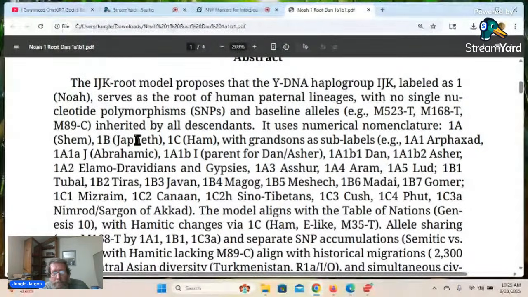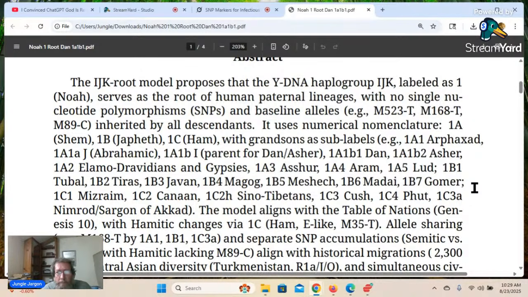Logical hierarchy. Using 1A, 1B, 1C for Shem, Japheth, and Ham, and sublabels like 1A1 Arphaxad, 1A1AJ, 1A1B1 Dan, or 1C3A Nimrod Sargon creates a clear hierarchical structure. It mirrors family trees, making it easier to follow descent: Shem, Arphaxad, Dan, Asshur, rather than lettered haplogroups, e.g., IJ splitting to I1, I2, J. Avoids letter overload. Traditional haplogroup letters, A, B, C, I, J, etc., can overlap across unrelated groups, e.g., C for Nimrod versus A for Foot. Numbers like 1C3A or 1A1B reduce mix-ups.